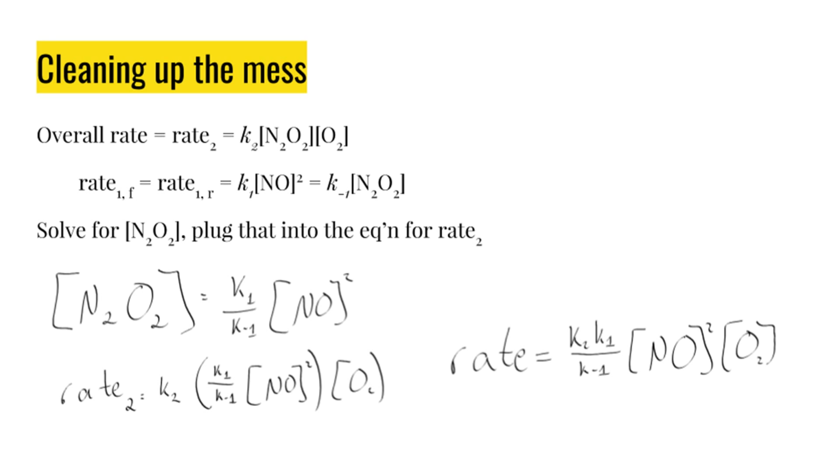So you just take K1 times NO squared equals K negative 1 times N2O2, and you solve for N2O2. And you get N2O2 is equal to K1 over K negative 1 times NO squared. And that's what you plug in to the second step's rate law. Rate 2 equals K2 times K1 over K negative 1 times NO squared times O2. And that, as we see over here on the right, is the overall rate law for the problem.